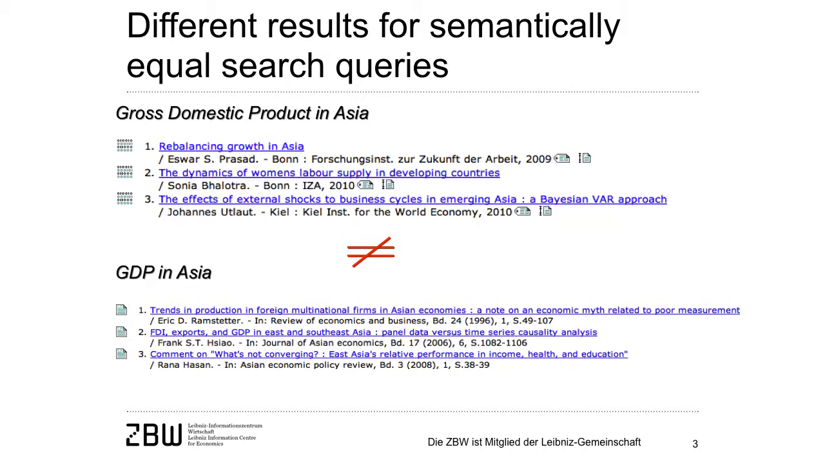And the reason is because, like in the old days, our OPAC could only understand the syntax, but not the meaning behind the search query. And gross domestic product in Asia and GDP is really semantically the same, but the system delivers different results. And we wanted to overcome that issue, that problem.